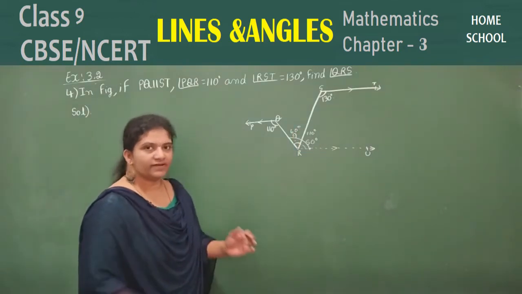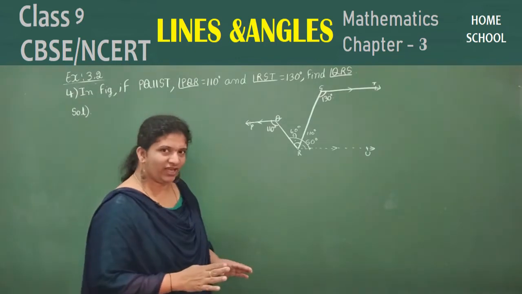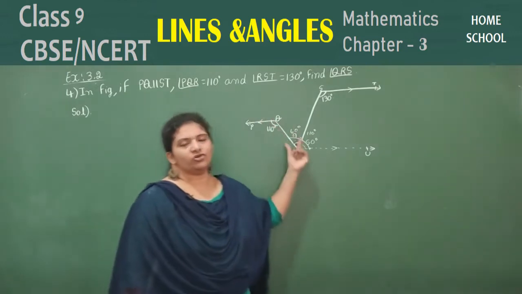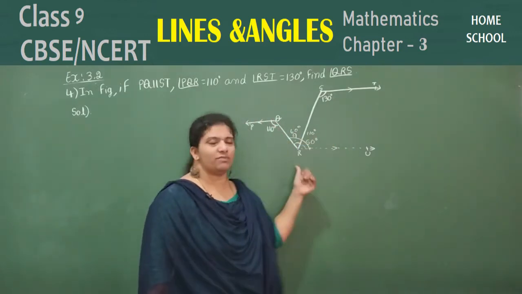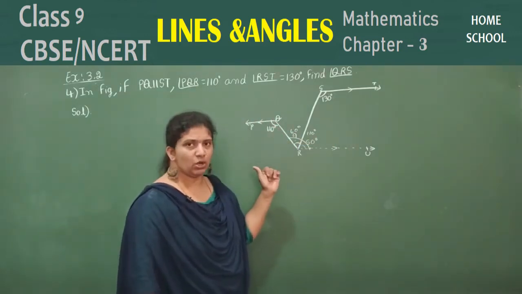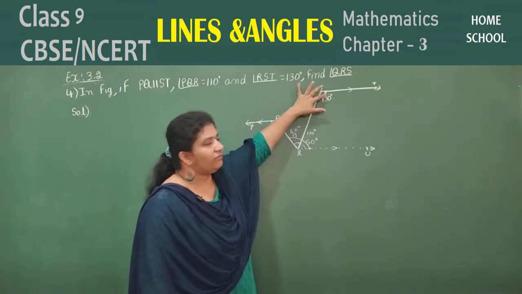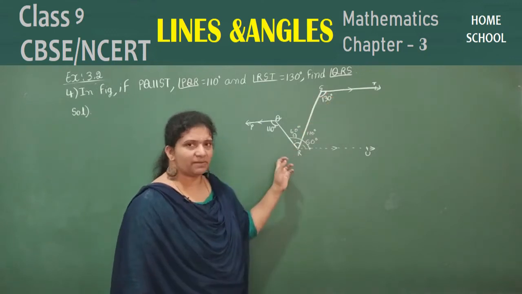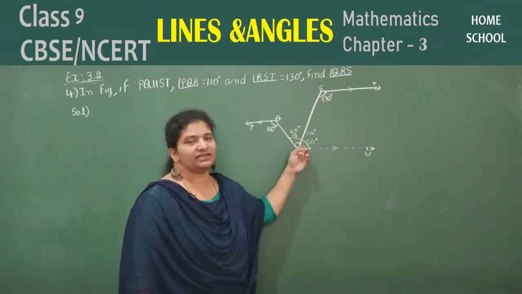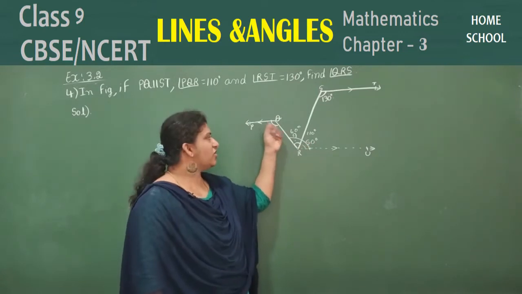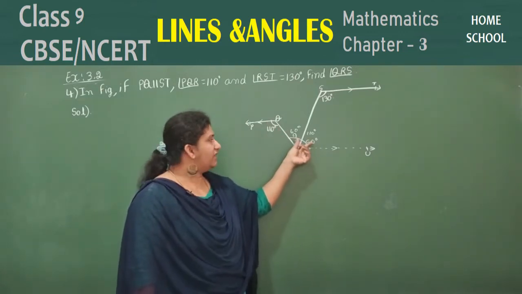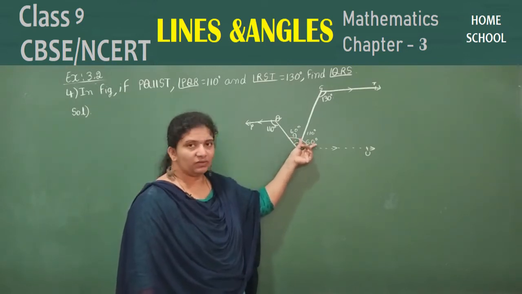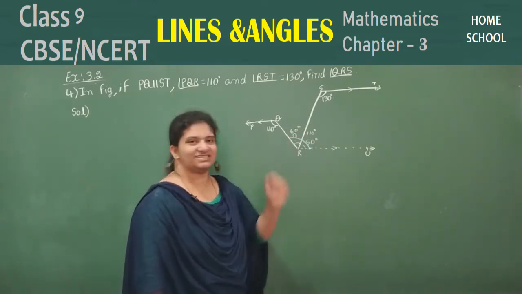Over. First, understand the problem carefully: what is given, what I need to do. So once again, we have drawn a line parallel to ST from point R. Then identify that on the same side of the transversal, the interior angle sum will be supplementary. 180 minus 130 will be 50, and this is alternate to this angle. The complete angle from here to here is 110. I don't want this angle. 110 minus 50 will be 60 degree.